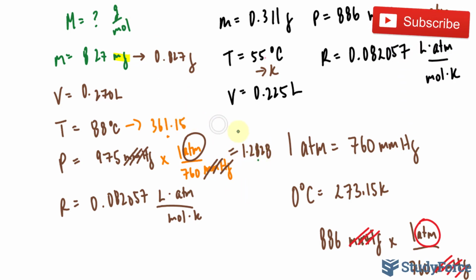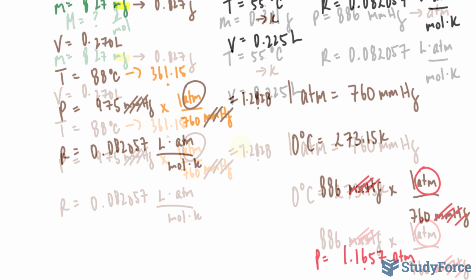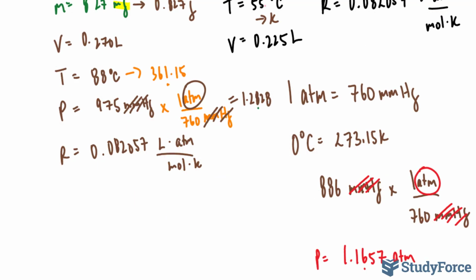Notice that I did not round either of these numbers, and the reason why is because we're not done calculating. We don't want to run into rounding errors, so we just keep the number the way it is until the very end. So now I have everything that I need except for the formula that binds it all together, and that formula is PV is equal to nRT, where n represents the number of moles.